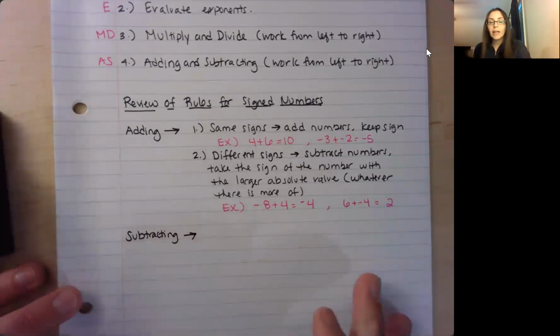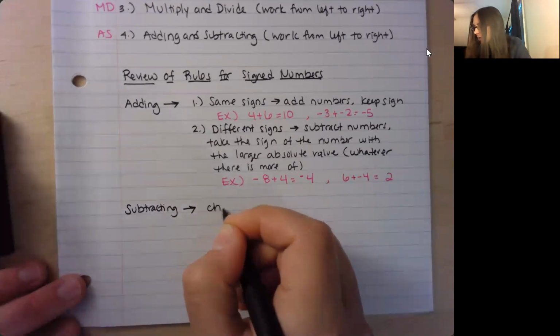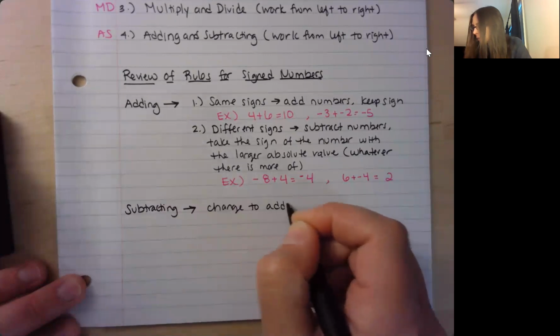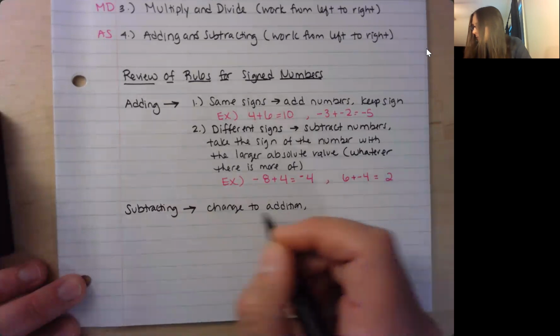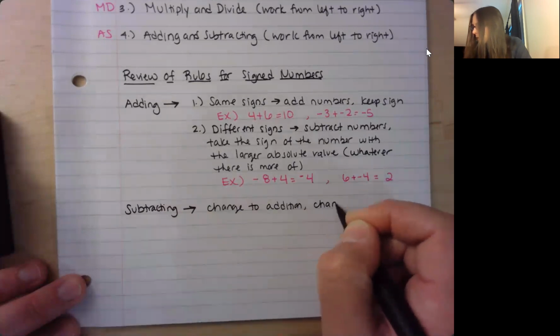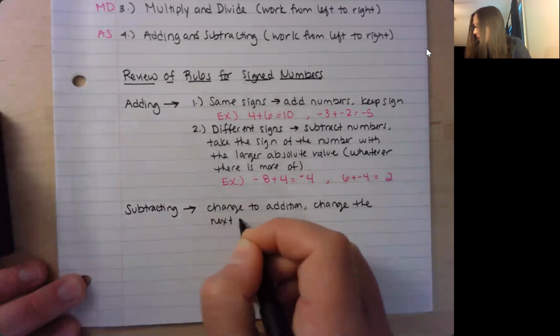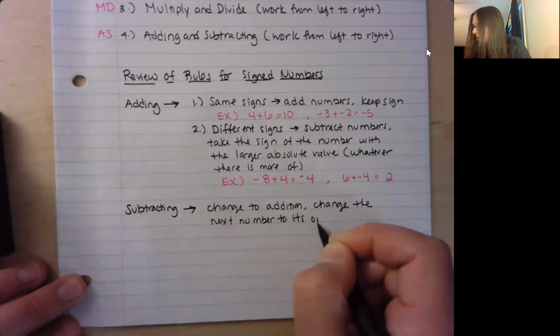Now for subtracting, we didn't actually have any really real rules. We changed this to addition, remember. So what we do is we change to addition and change the next number to its opposite sign.